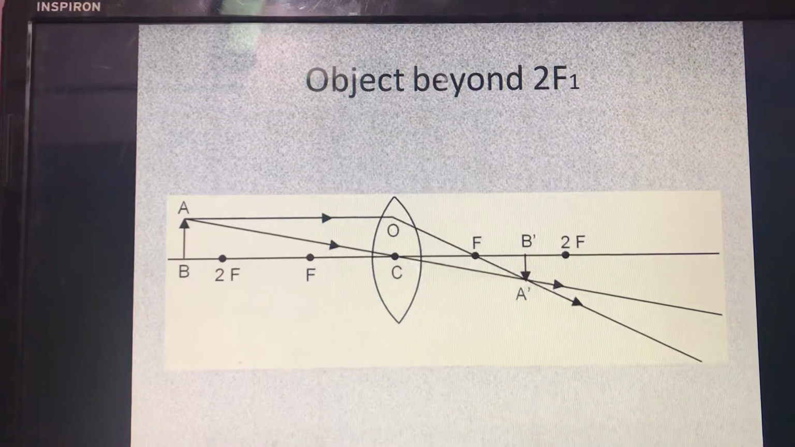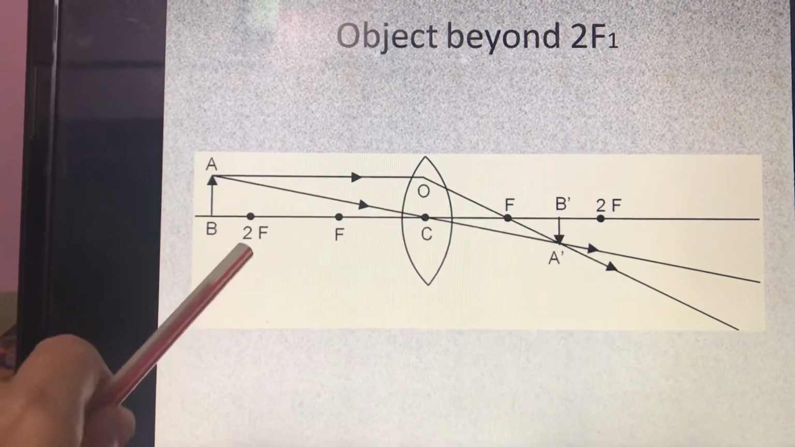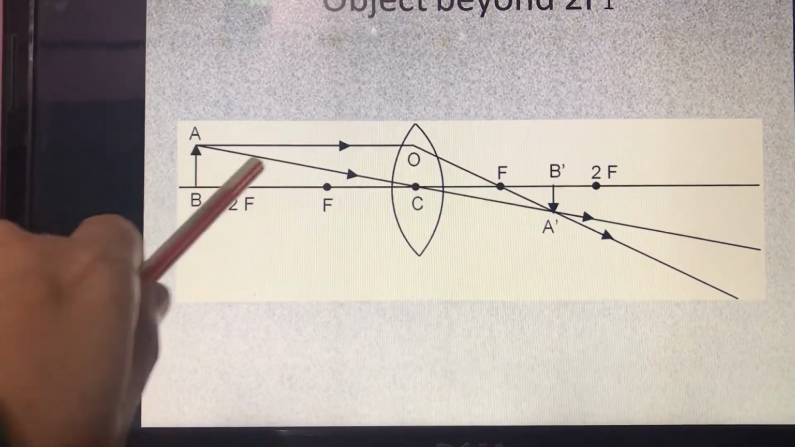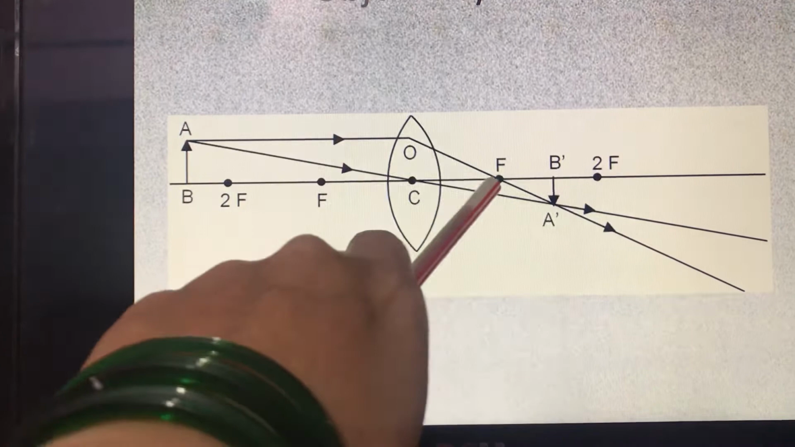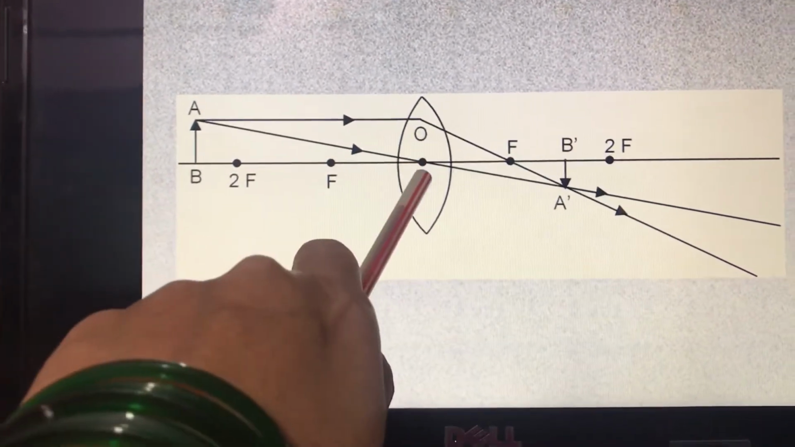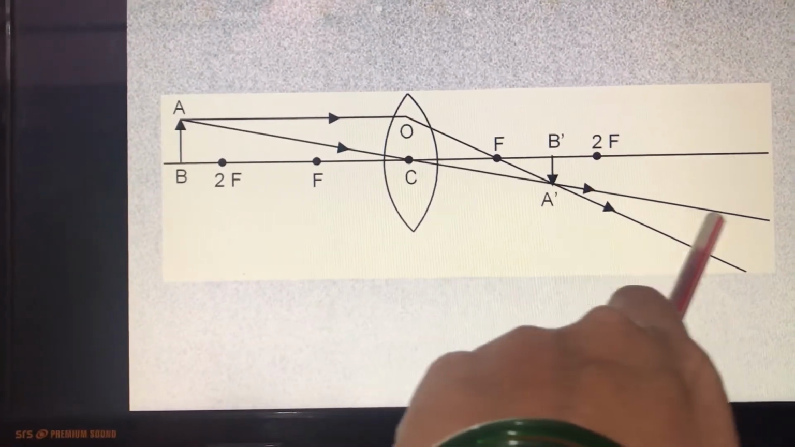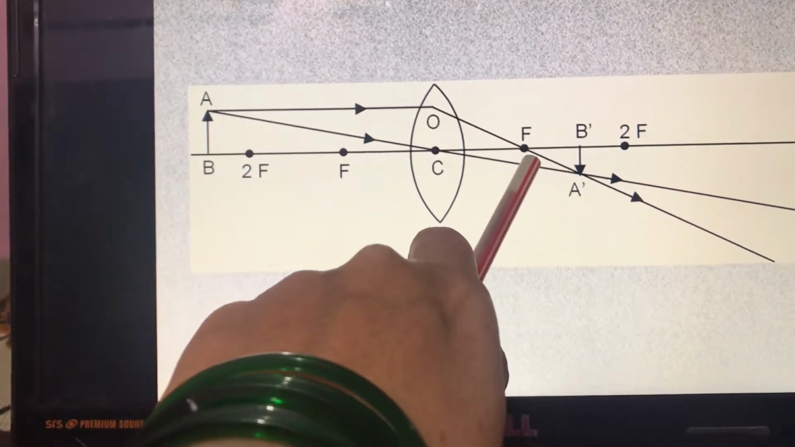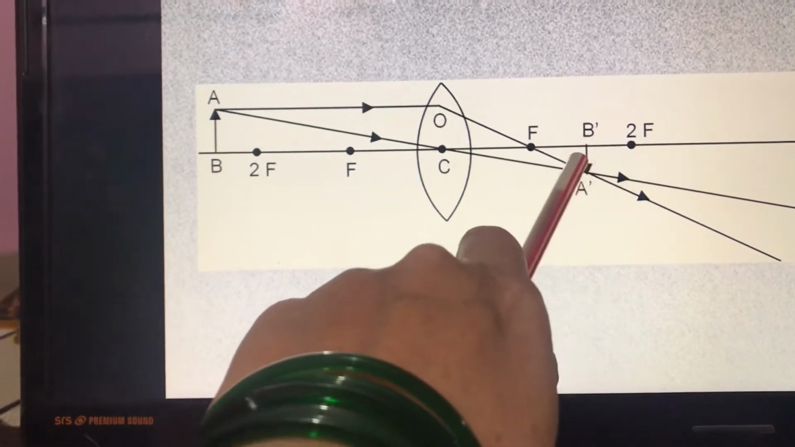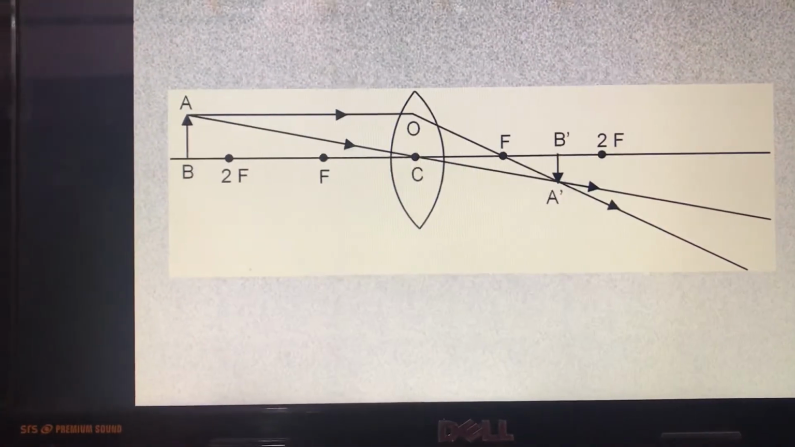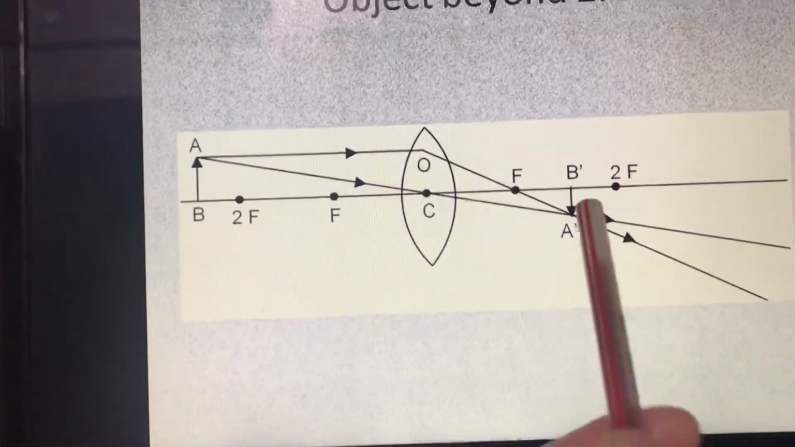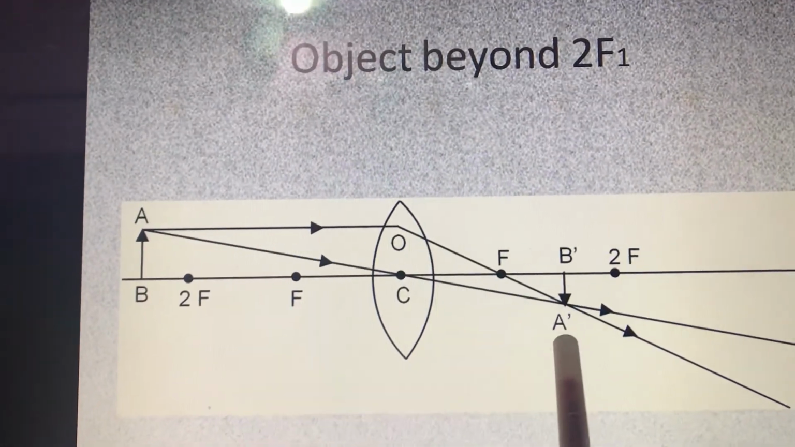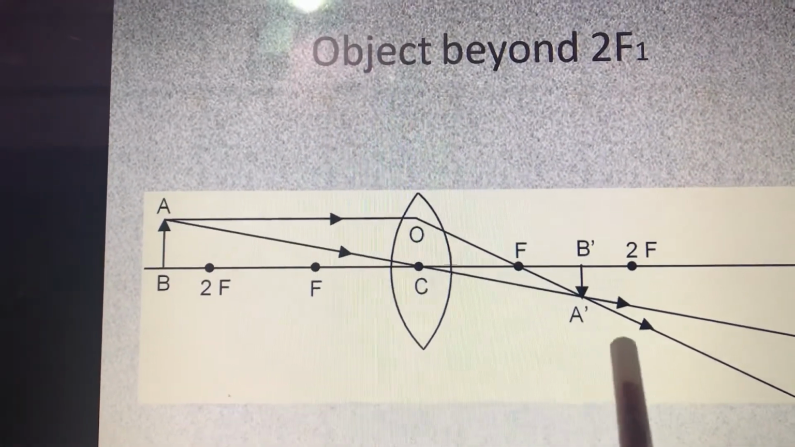Next one, beyond 2f1, that is, beyond this point, right? One ray parallel to the principal axis passes through the focus, and another continues in the same direction. They meet at this point, so the image is formed between f and 2f on the other side, right? It would be smaller in size, inverted, real.